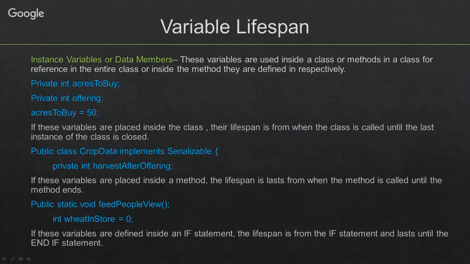So instance variables are data members. These variables are used inside a class, or a method in a class, for reference in the entire class, or just inside the method they're defined in, respectively. So private int acresToBuy, private int offering, acresToBuy is 50. If these variables are placed inside the class, their lifespan is from when the class is called until the class is closed. So once again, it's usually between these curly braces. When this starts, that starts the lifespan, and when it ends, the lifespan ends.